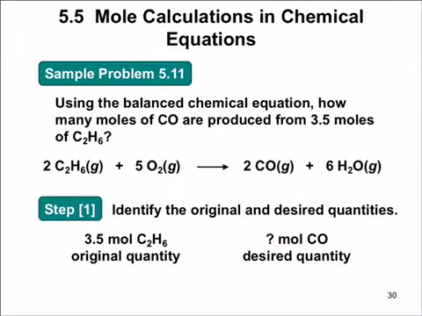So here we have a balanced chemical equation. 2C2H6 plus 5O2 goes to CO2 plus 2CO plus 6H2O. We want to find out how many moles of carbon monoxide are produced from 3.5 moles of C2H6. So I've got 3.5 moles here. I want to find moles of CO. So now I need to look at my balanced chemical equation, and I need to relate the ethane to the carbon monoxide.